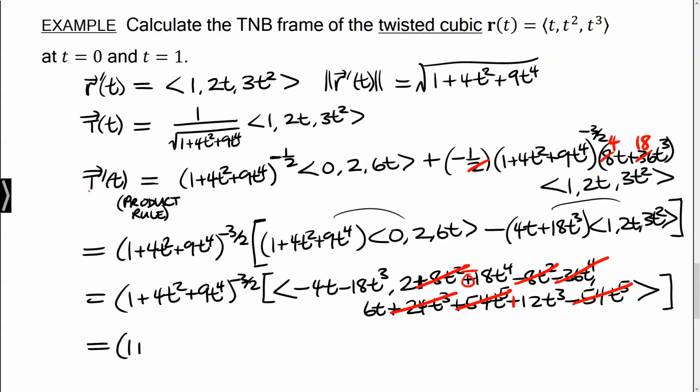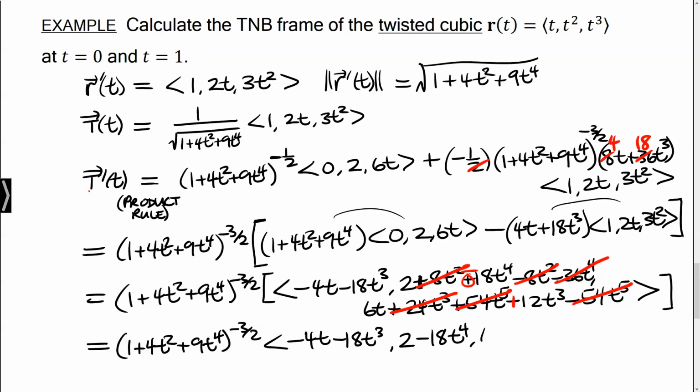So we've got still this 1 plus 4t squared plus 9t to the fourth to the minus 3/2 times minus 4t minus 18t cubed. Then we've got 2 minus 18t to the fourth. And then lastly, 6t plus 12t cubed.